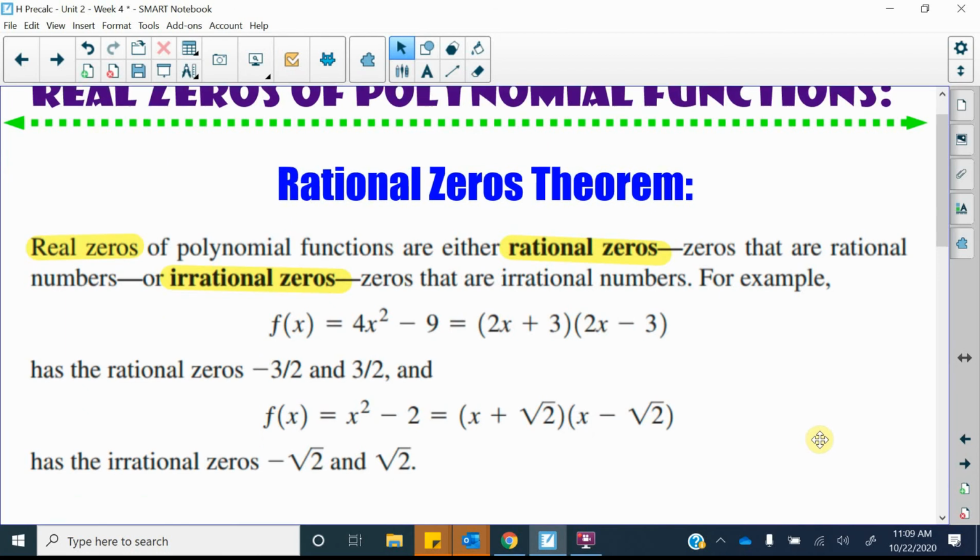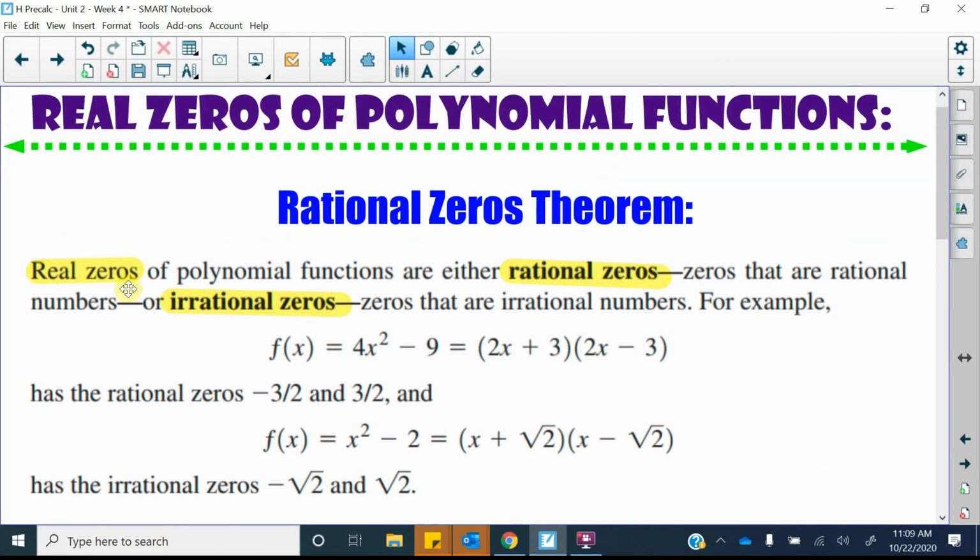Basically, what we're going to be looking at for polynomials is all the real zeros. Real zeros meaning all the zeros that actually cross on the x-axis, so they're actual values for your x-intercepts. We're not dealing with imaginary zeros yet. We'll get to that next week, so hold tight.